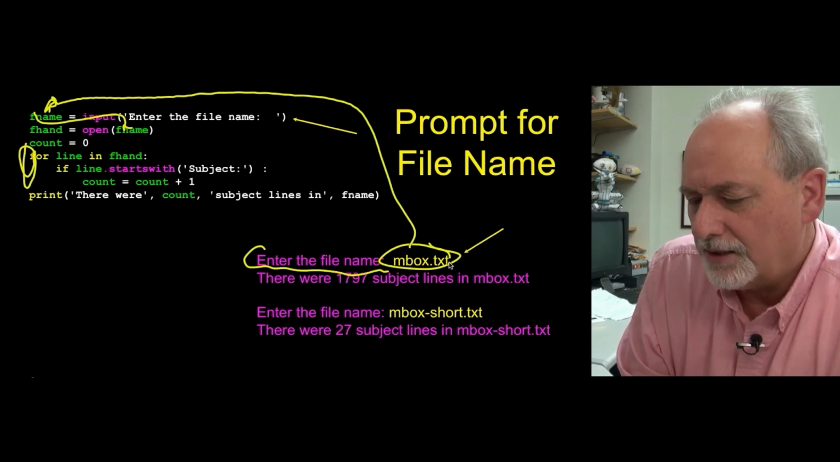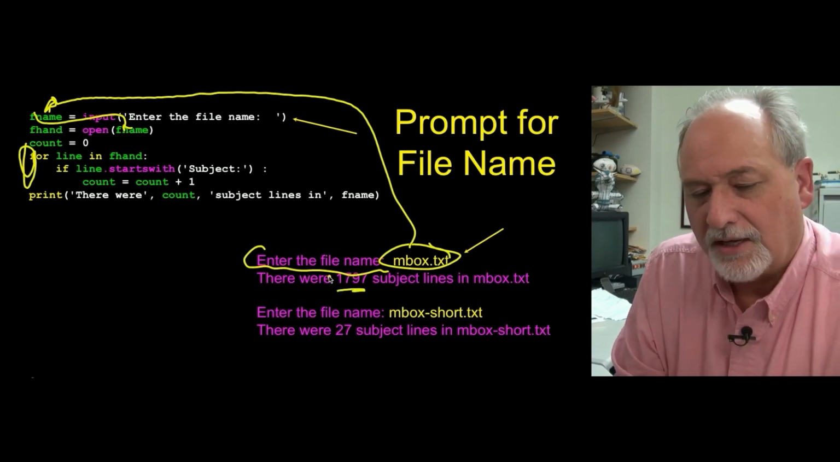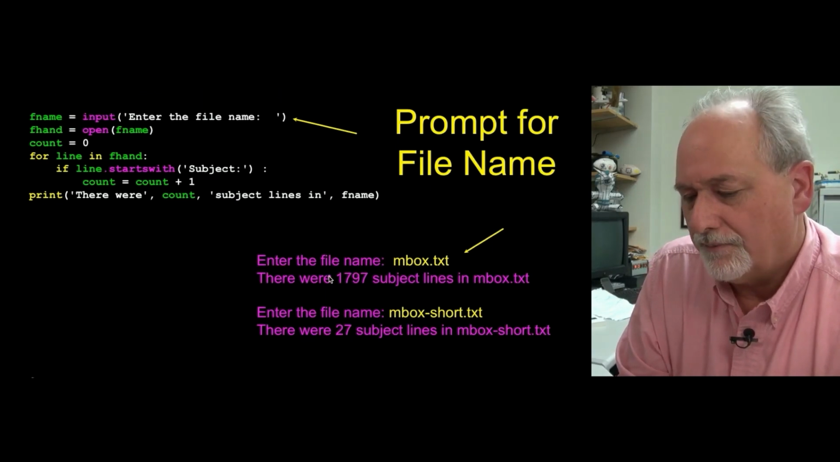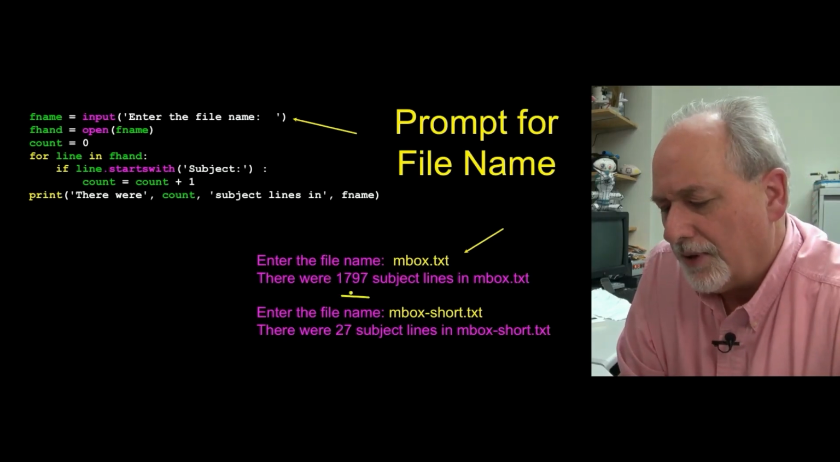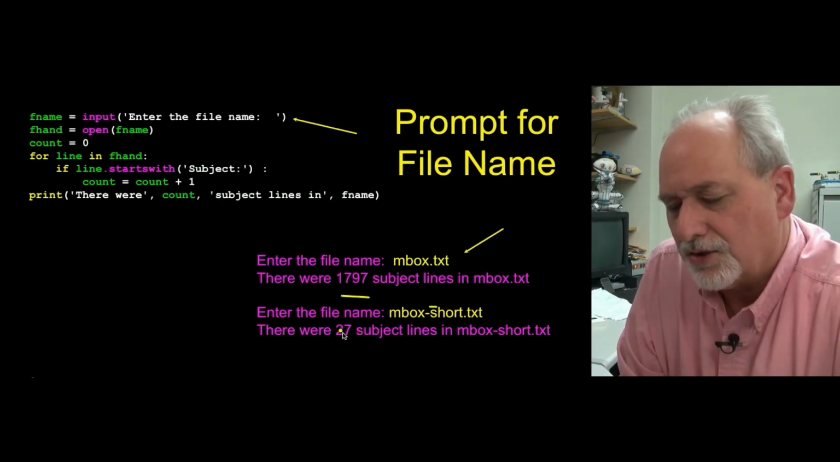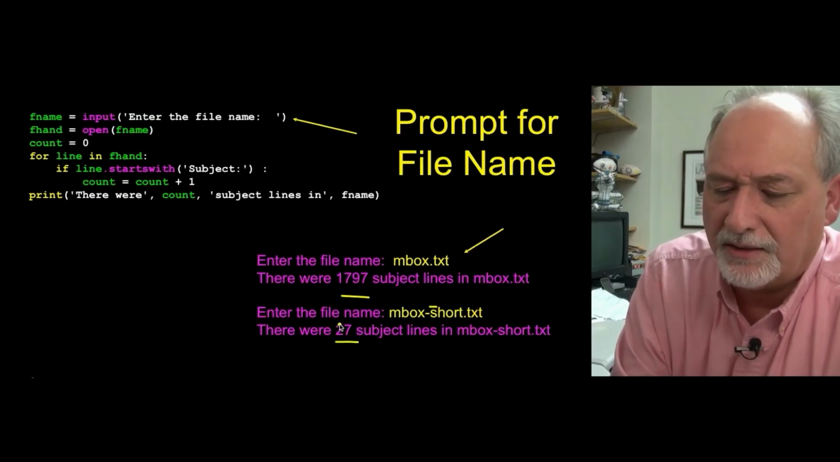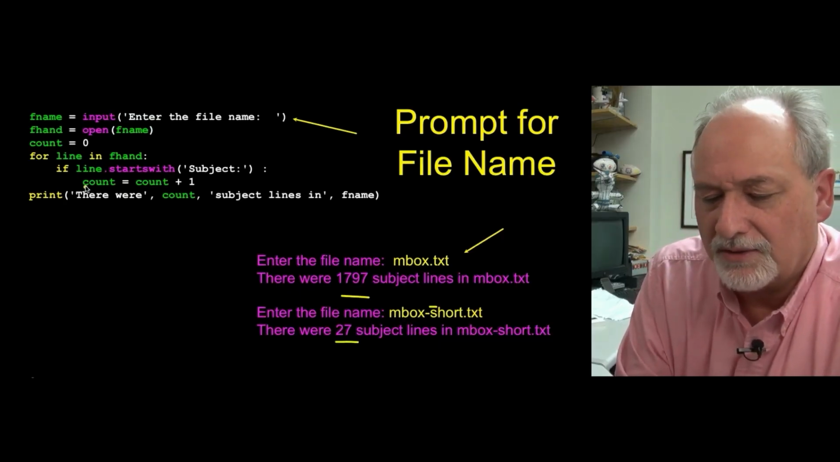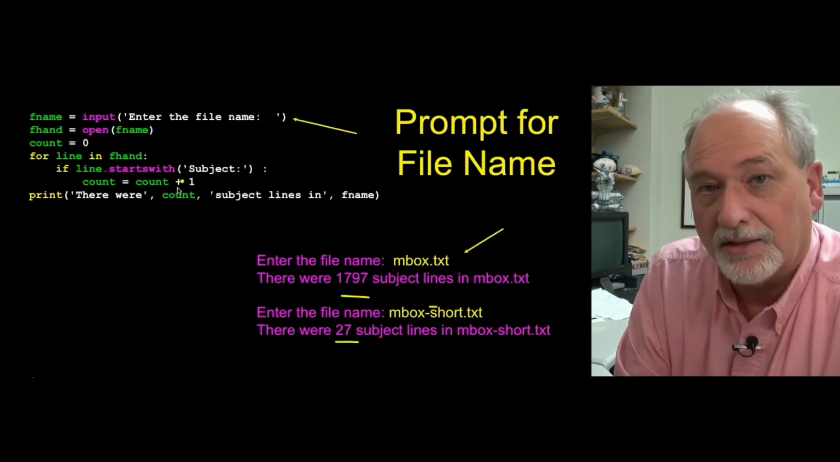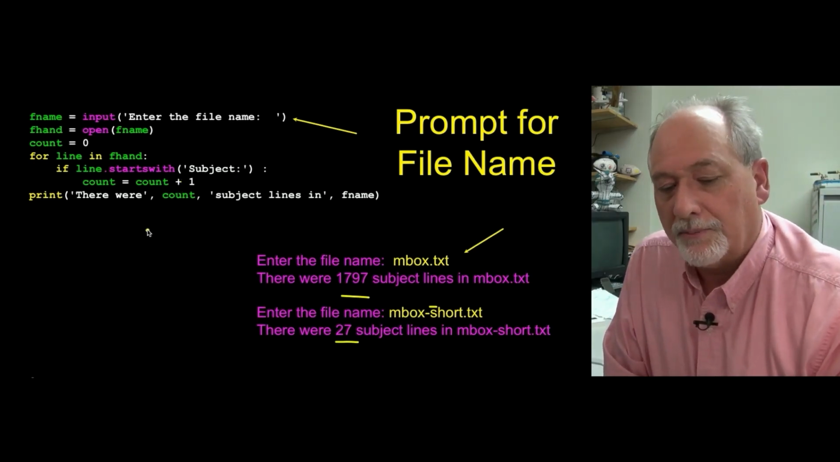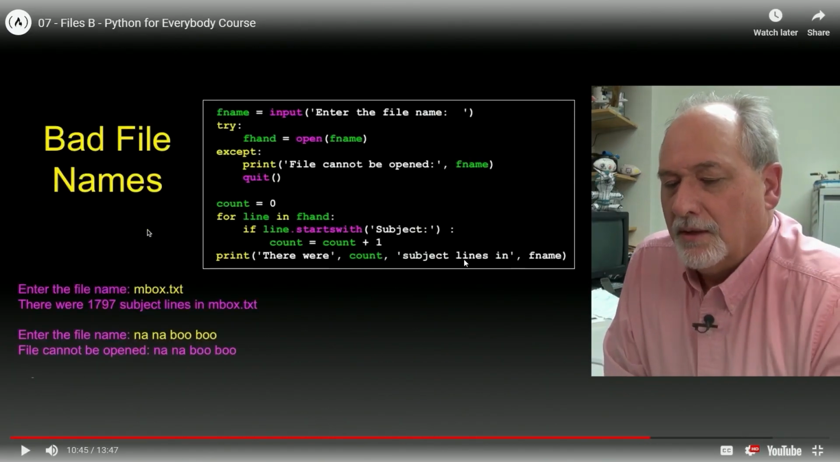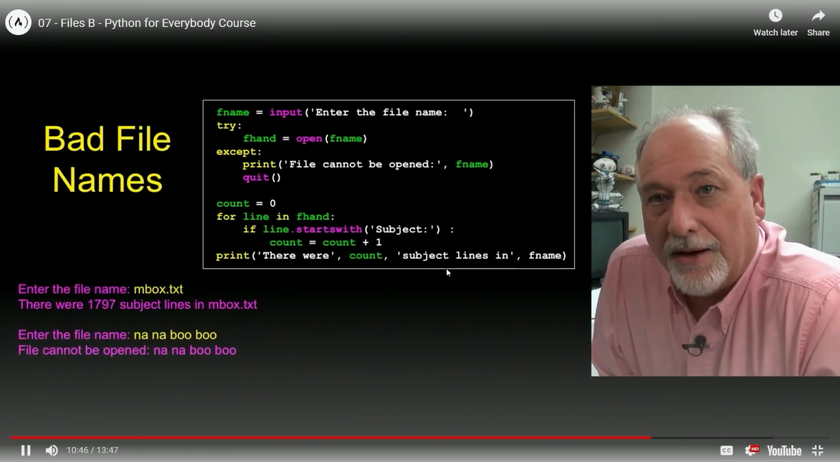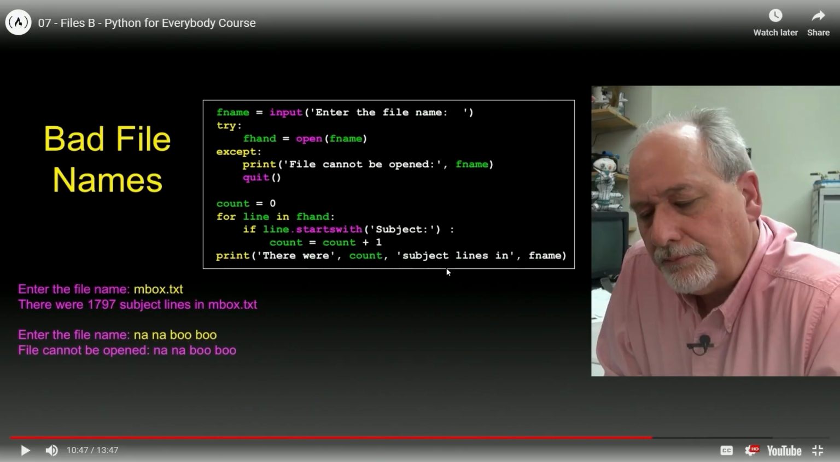So if we enter inbox.txt, it counts 1797 subject lines in inbox, and if we give it inbox short, it says there are 27 subject lines in inbox. And again, this is another one of those ifs, and it's just counting, but only counting lines that match a particular pattern. Okay. Anyway, so that makes sense.